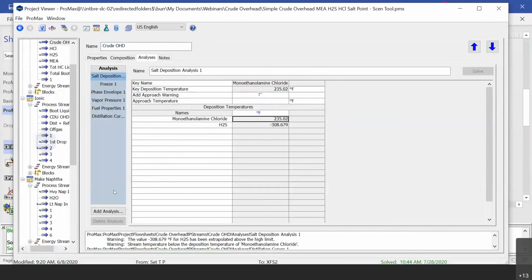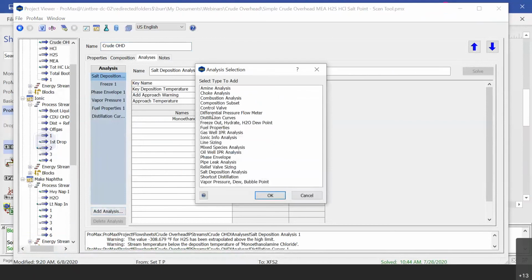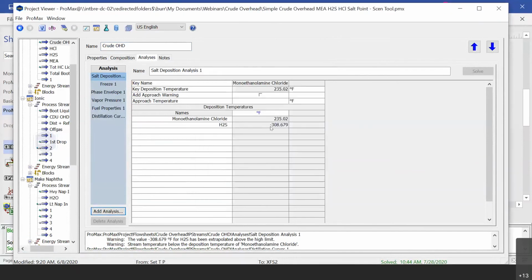If you want to add this analysis, you just press add analysis and choose the salt deposition analysis, and it will add this analysis. And all you have to do is select the salts that you want to be calculated, and those appear. All of your available salts will appear in this list right here. You just pick the ones that you want to have calculations done for.